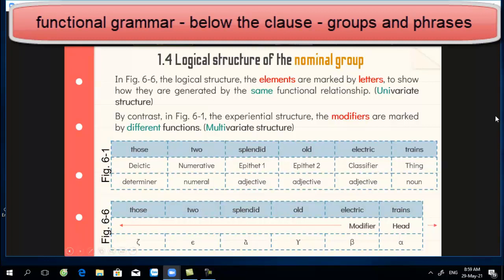So we can see the difference between the figures 6.1 and 6.6. In figure 6.6, the logical structure, the elements are marked by letters to show how they are generated by the same functional relationship, or we can call it a univariate structure. And in figure number 6.1, the experiential structure, the modifiers are marked by different functions. We can call it multivariate structure.